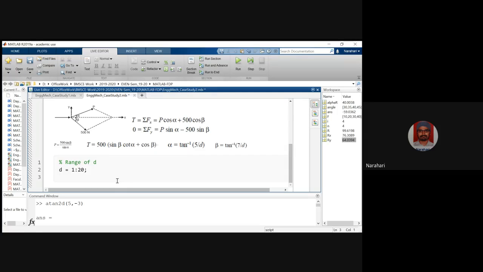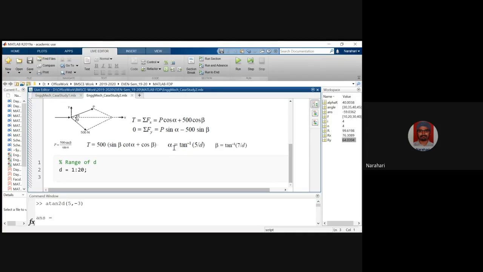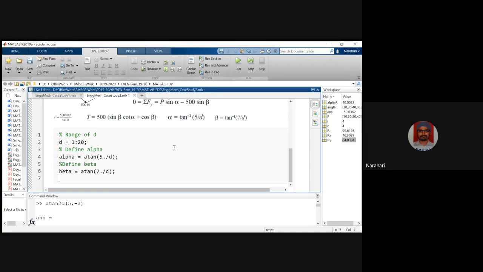Then alpha and beta we can straight away calculate from this particular d. Just because we have the value of d, we can very easily calculate alpha and beta. Now, since d is a vector, alpha and beta will also be a vector. Now, for doing any operation with vector, you have to use this dot. If you don't use dot, what is going to happen? Okay, let us try to see this one. I'll just change this here. I'll run it and show it to you.